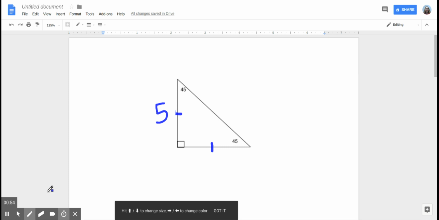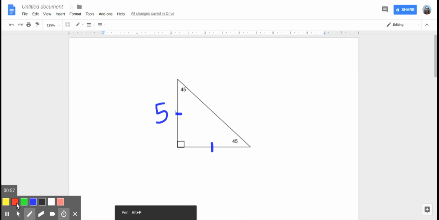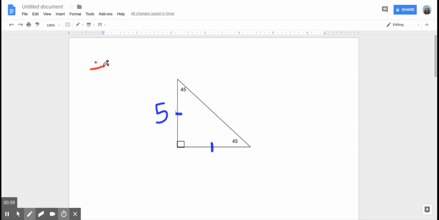I'm going to teach you a method that I call divide in and multiply out. Divide in, multiply out. The ratios of the 45, 45, 90 triangle are always 1 to 1 to the square root of 2.